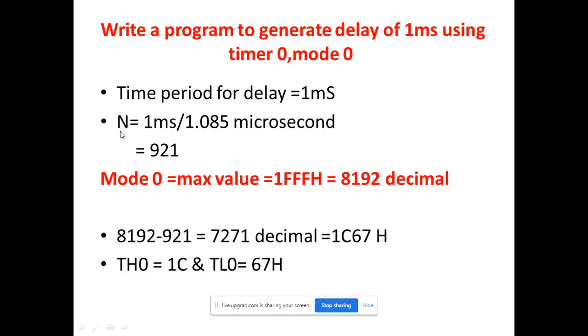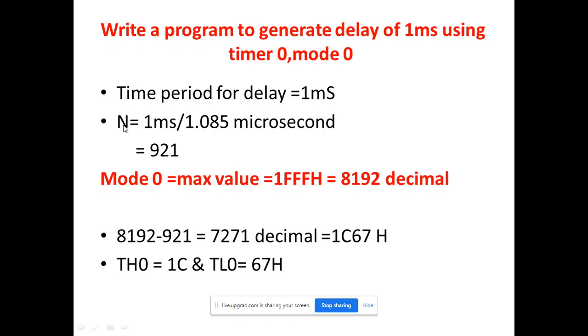Now you are calculating the value of n. n is nothing but the desired time delay upon the timer time duration. The timer time duration, we know, is 1.085 microseconds. That we have already calculated, and this is used for all the examples. Okay, now according to that your answer comes to 921. 921 is the value for n.